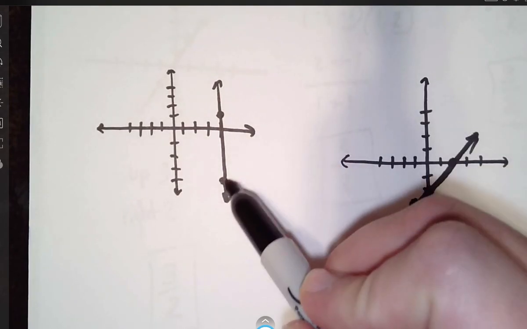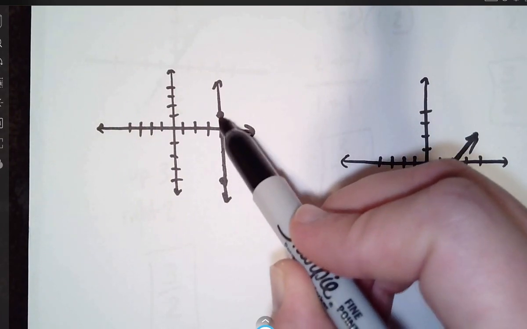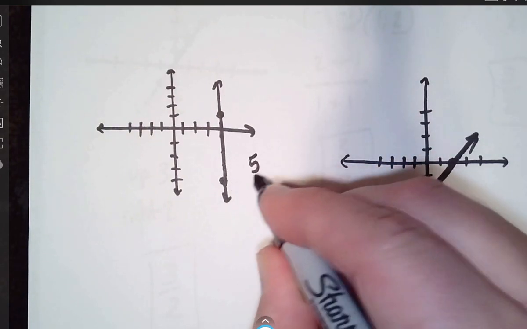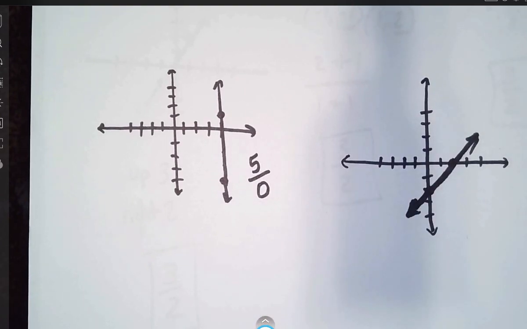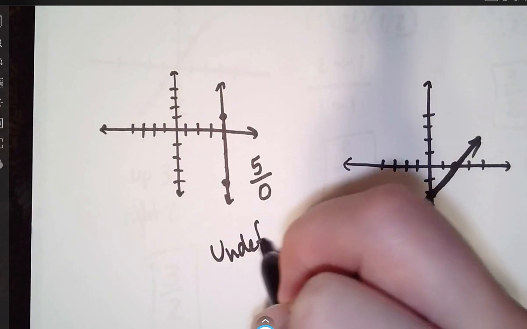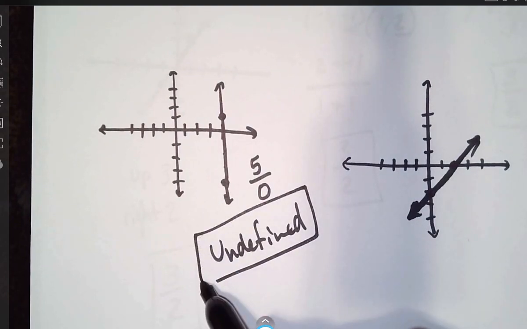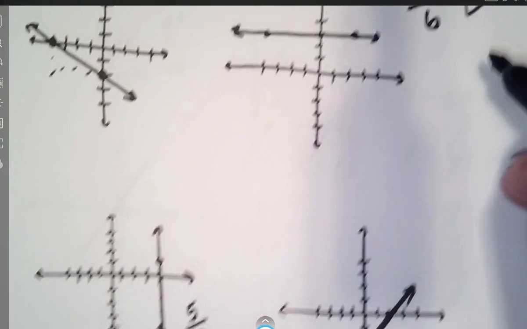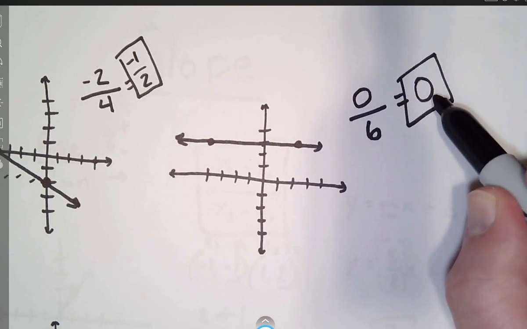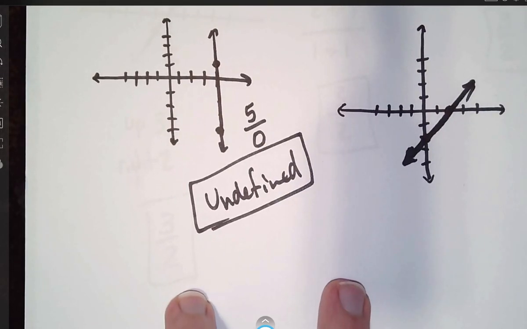Now here I went up and down first. I go up 1, 2, 3, 4, 5. But I went over 0. And if we ever have 0 on the bottom, our answer is undefined. 0 on the bottom is undefined. 0 on top is 0.